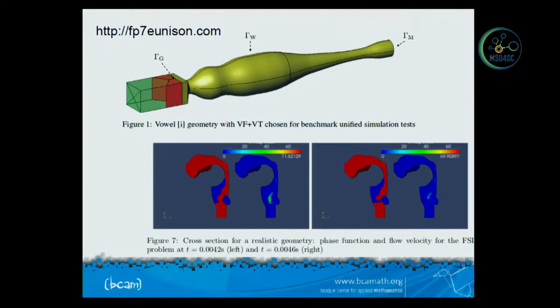And this work was done in the context of another EU project called Unison, where you see the web address. And this model was actually built by our partners. The artificial vocal folds were made from silica by our partners at Erlangen University, and the vocal tract was 3D printed as well, and measurements were taken on that.